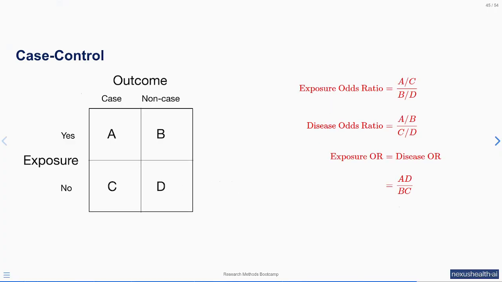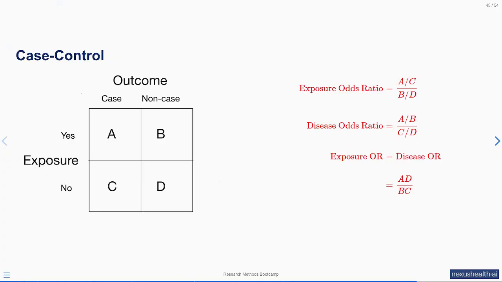What about a case control study? In this case, we have cases versus non-cases. How do we report that? So we have what is called the exposure odds ratio, and we have the disease odds ratio. They're essentially the same, really. So, but what's an odds ratio? Or rather, what's an odds? We start with what's an odds. Odds is just the probability of an event divided by the probability of the event not occurring.